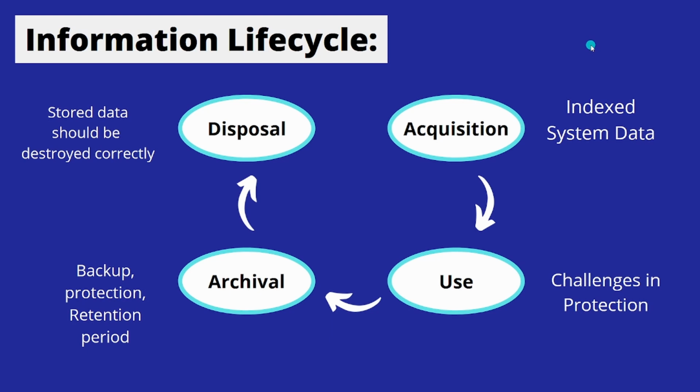And then there's the information lifecycle. First, it begins with the acquisition. It involves the index system data, and then the data is used. And while it's in use, you have to make sure it isn't tampered with. And then once it's updated after you use it, you have to archive it, create a backup, and you have to protect these backups and store them for a certain period. This period is known as the retention period. And lastly, when the data is outdated, it can be disposed of. It's the disposal, and this data should be destroyed correctly.